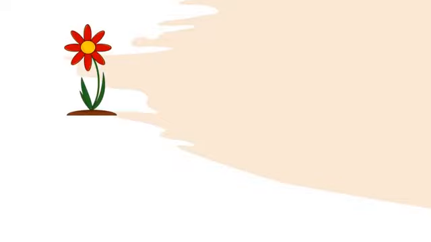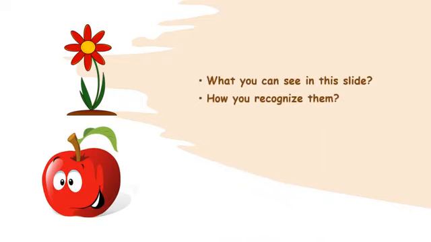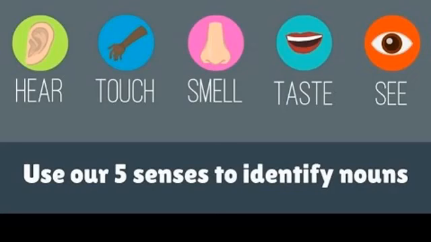Just look at this picture and tell me, what can you see, students? A flower. And what is there in the second picture? An apple. How do you recognize these things? Yes, by using your senses. And how many senses do we have? We have 5 senses. And what are those senses? Sense of hearing, touch, smell, taste, and sight. We use our 5 senses to identify the things present around us.